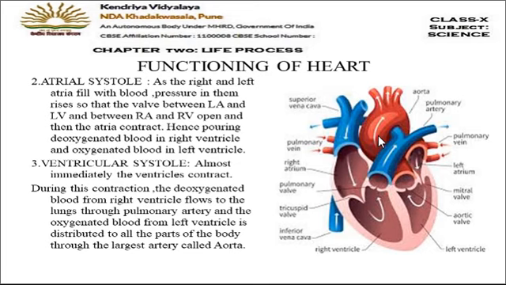So students, don't get confused. Oxygenated means the blood which is rich in oxygen, and deoxygenated means the blood which is rich in CO2. Okay. So when the ventricles contract, deoxygenated blood will go to the lungs for purification, and the oxygenated blood will go to all the body cells with the help of the aorta. Okay, I hope this is clear to you all.